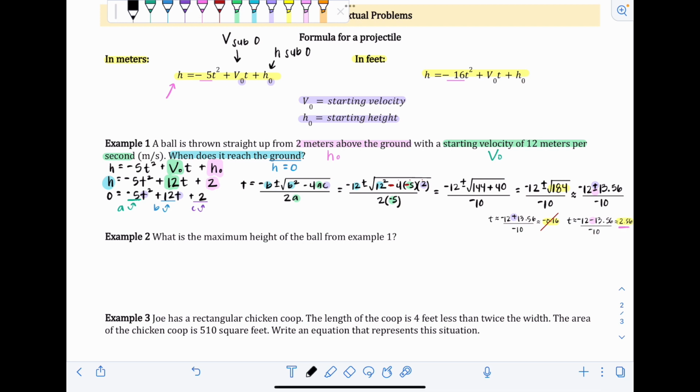So we would say, my pen was really small. We would say it takes about 2.5 seconds before the ball reaches the ground. So the ball reaches the ground in about 2.56 seconds.